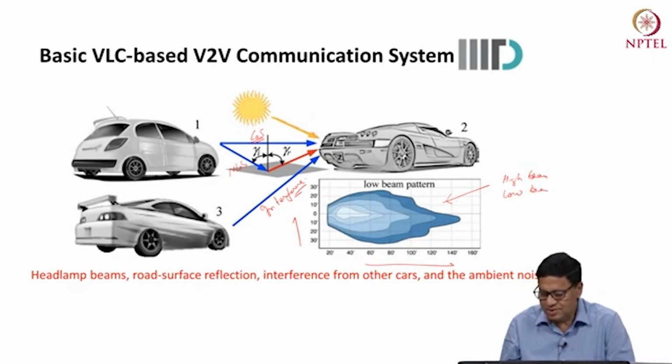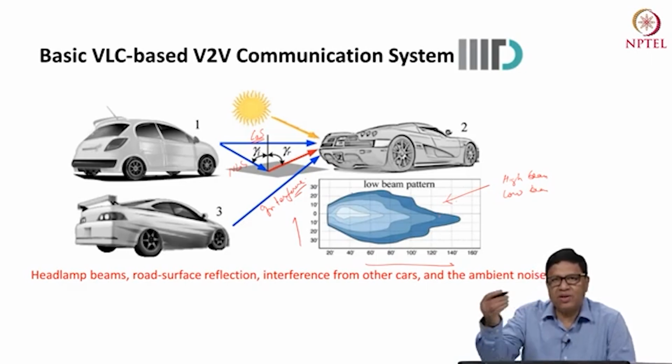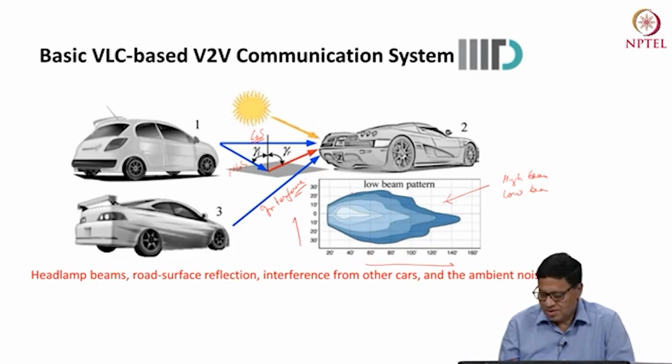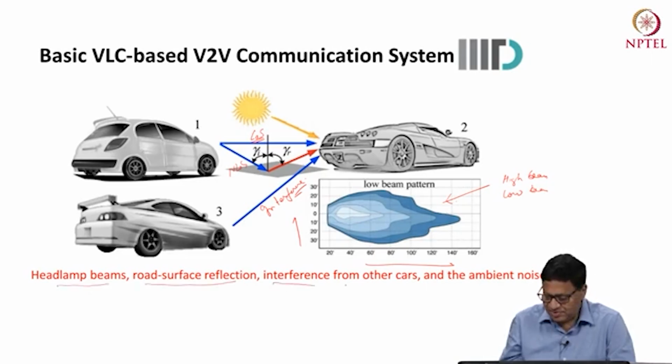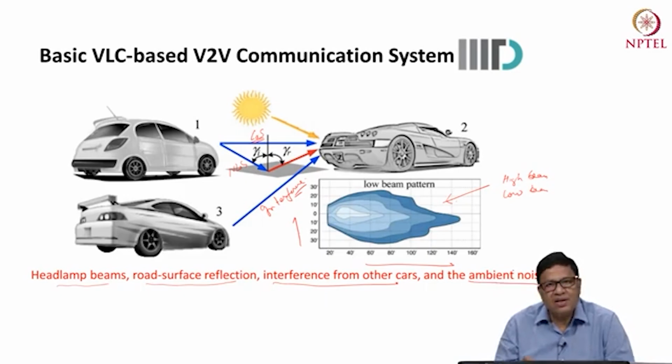So this is a typical low beam pattern. The high beam is also similar to this. Only thing, it illuminates a longer distance of the road. So headlamp beams, road surface reflection, interference from other cars, and the ambient noise are what one needs to consider while analyzing a vehicular-to-vehicular communication system.